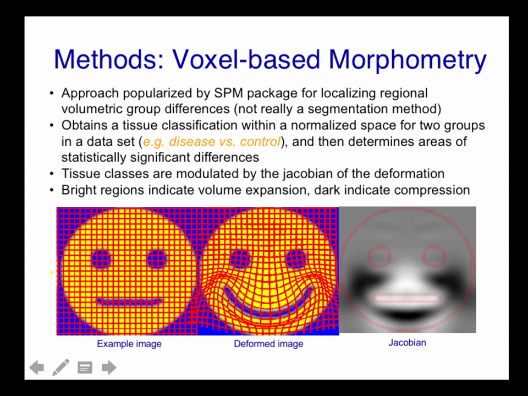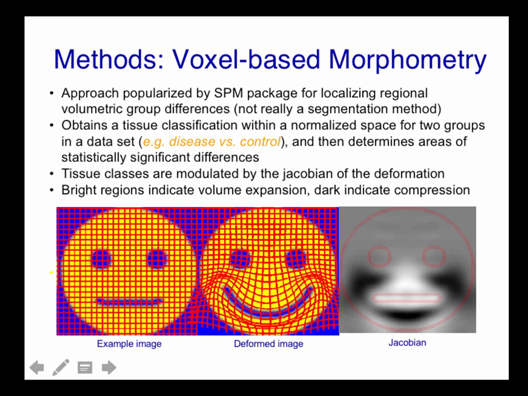And then one thing related to deformable registration that's worth discussing is voxel-based morphometry. The idea is that we want to look at group differences by deforming images into a template space and seeing differences in how those deformations take place. So in this example here, we have a not so happy face, I guess just an apathetic face, being deformed into a happy face.